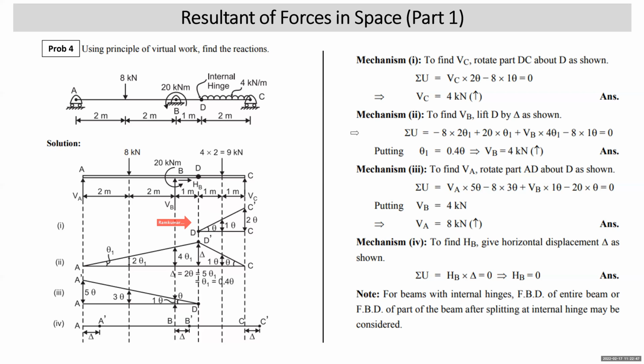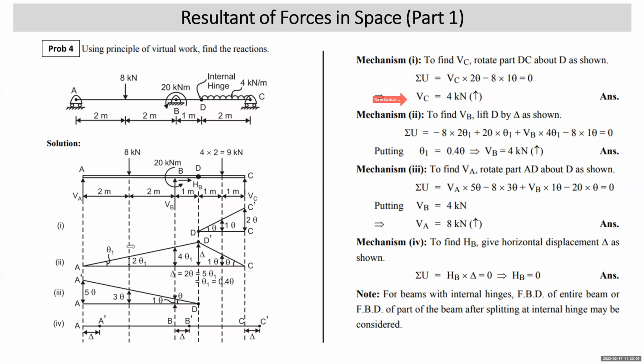This is 2 theta. So mechanism 1, to find VC, rotate part DC about D, so that HD and VD will not do work. Only VC and 8 kilonewton will do that. So work done by VC is positive, VC upward, 2 theta is also upward, VC into 2 theta. 8 kilonewton is downward into 1 theta is negative, equals 0, you get VC.